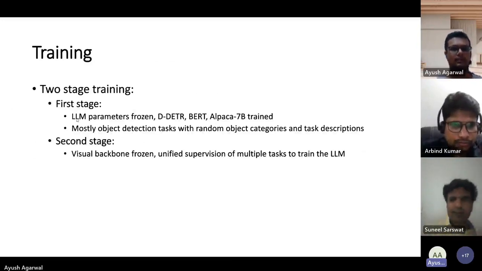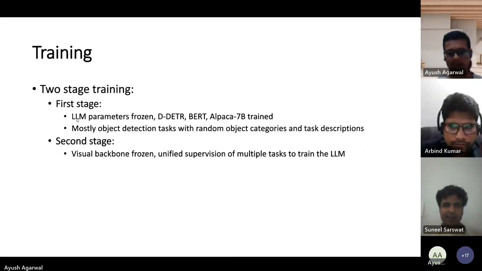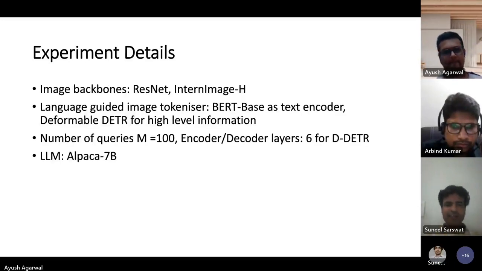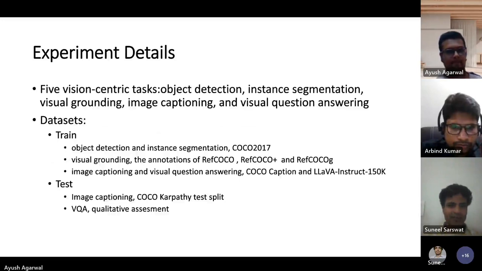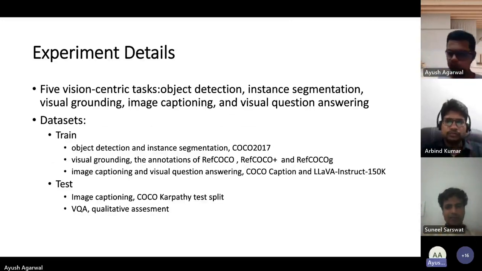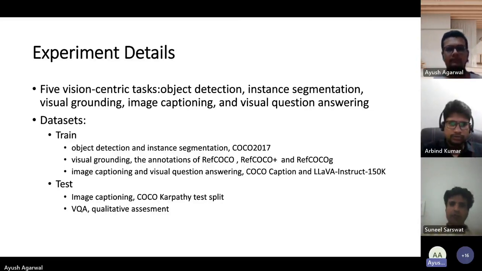So in the first stage... Hi, Ayush. Yes, can you go back to the dataset again? Just the slide, just for a minute. Yeah. Okay, thanks.